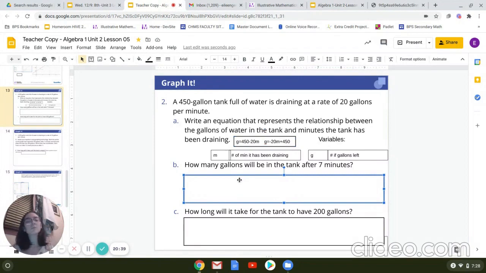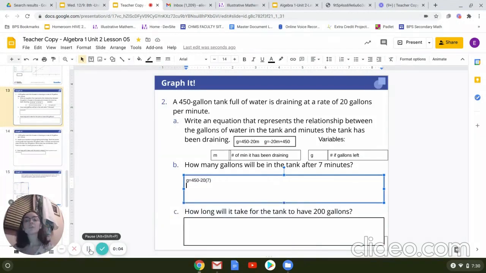Now, how many gallons will be in the tank after 7 minutes? That means I need to take 7 and plug it in for which variable? M stands for minutes, so I'm going to plug 7 in for M. From there, G is equal to 450 minus 20 times 7. 20 times 7 is 140. So G is equal to 450 minus 140, which is equal to 310. G is equal to 310.